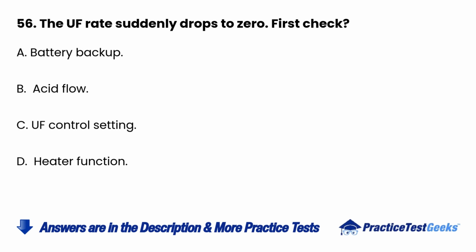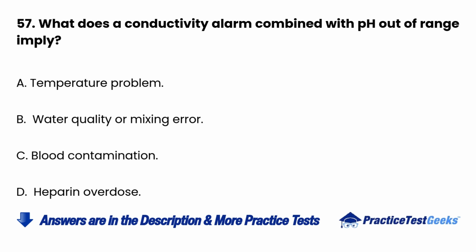56. The UF rate suddenly drops to 0. First check. A. Battery backup. B. Acid flow. C. UF control setting. D. Heater function. 57. What does a conductivity alarm combined with pH out of range imply?